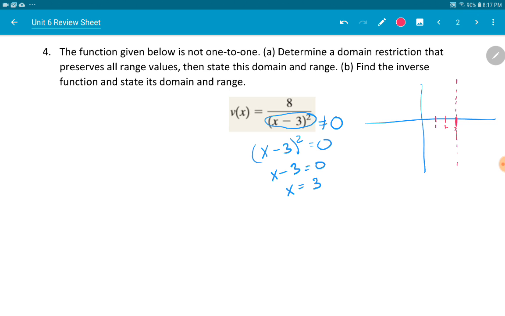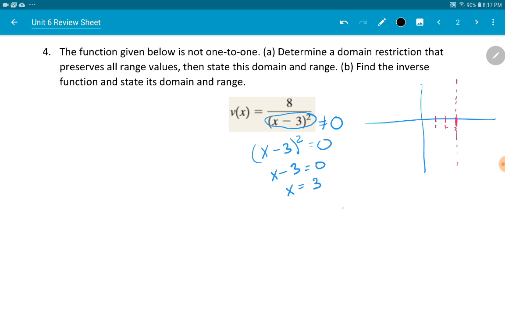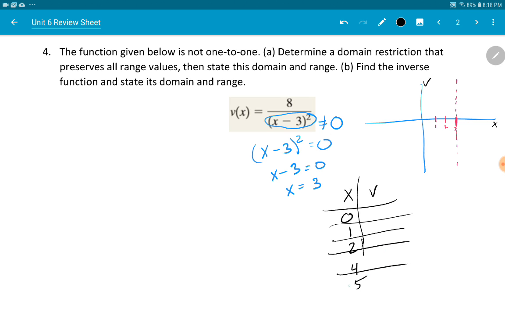And what else can I tell about this graph? At this point, I think I would plug in some numbers and see what happens around that asymptote. It's not y, it's v. This is x, this is v. We're going around the 3. We know it goes infinitely either up or down at the asymptote, since it can never cross. So let's see what happens at 0, 1, and 2, and then at 4 and 5, just to get an idea of the shape.